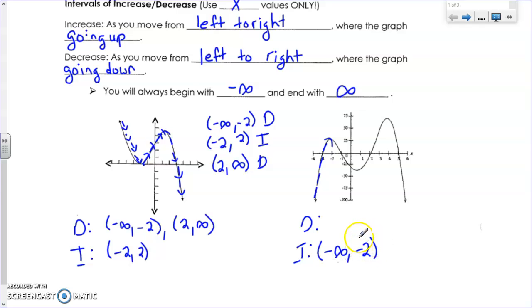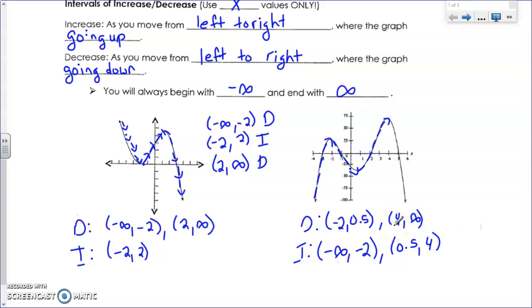Yes? And then I'm going down. So from -2 to, what did you put, a half? 0.5. Yeah, that's what I would put. 0.5, I am decreasing. Good? And then here I am going up until 4, right? So that's increasing. So 0.5 to 4 is increasing. And then from 4 to infinity is decreasing.